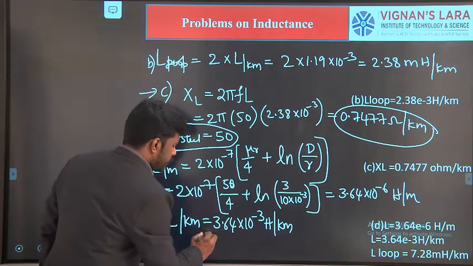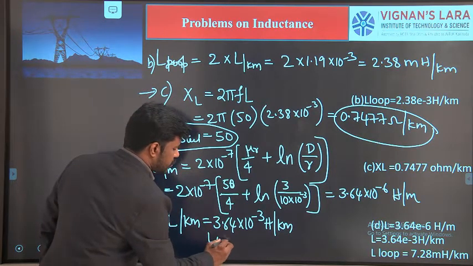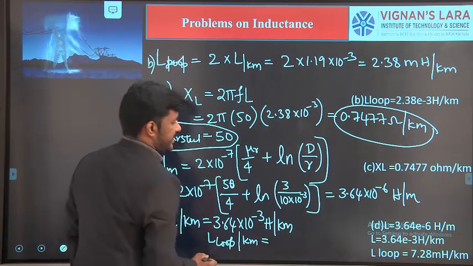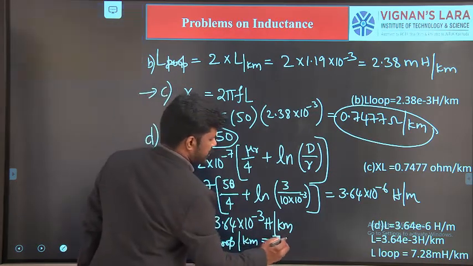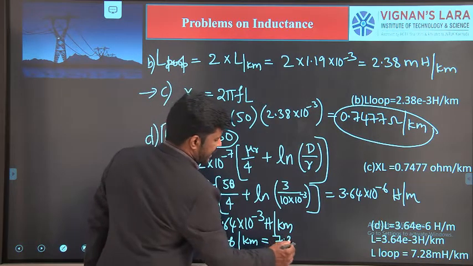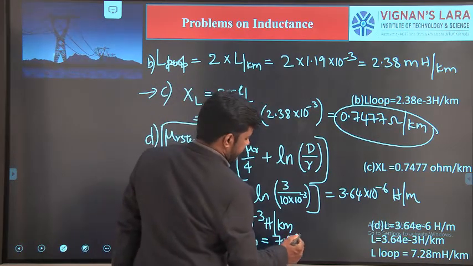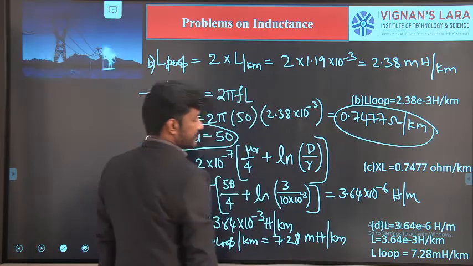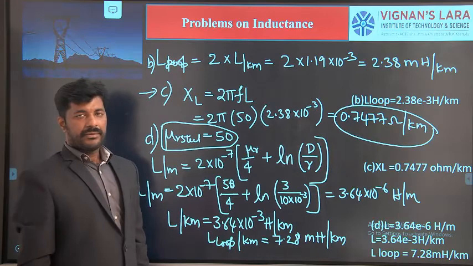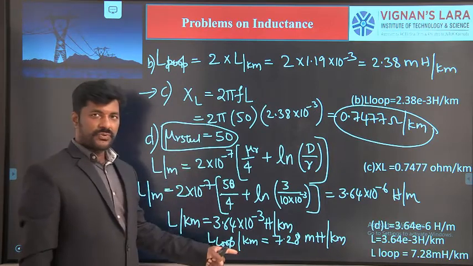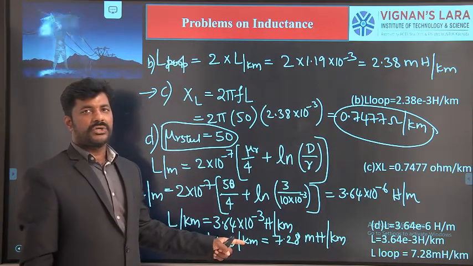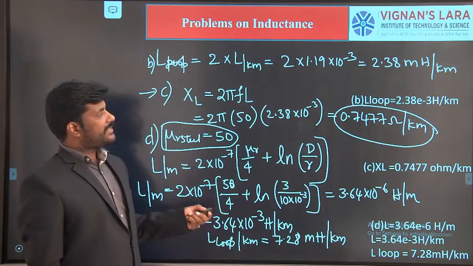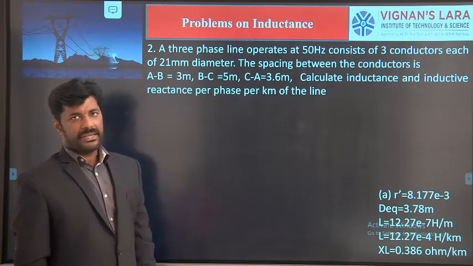So if you check that 2 times of that value, then I will call this the loop inductance, which was calculated for 1 kilometer length, whose value is 7. Multiply it with 2 in your calculator. You can get this answer: 7.28 millihenries defined for 1 kilometer length. All these values, once you verify in your calculator, just don't copy and paste it. Right. Next, let us go for the second model, the second example.